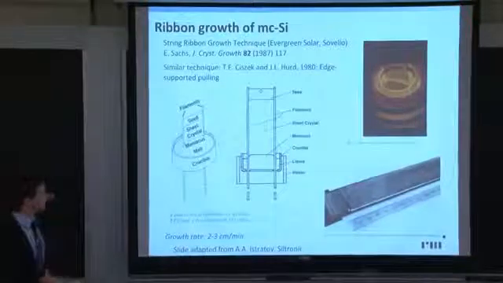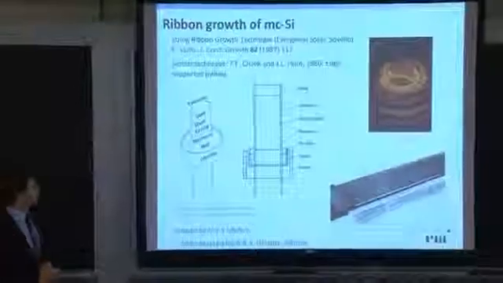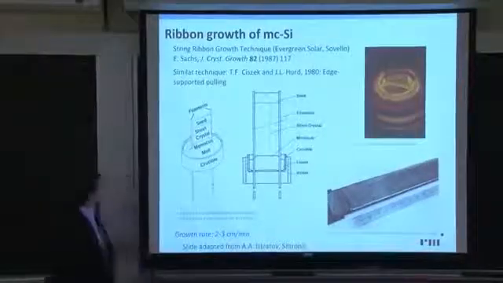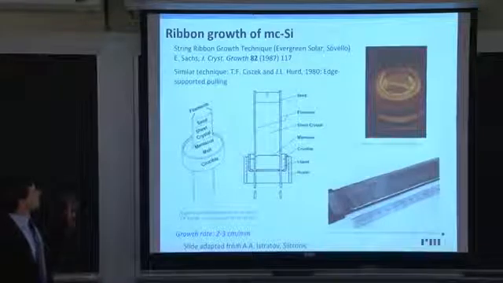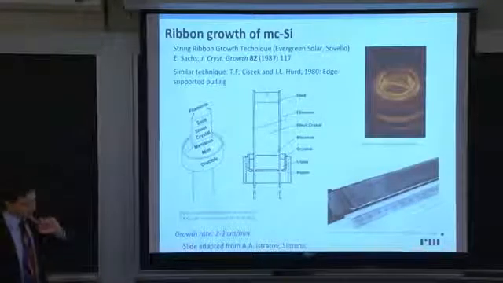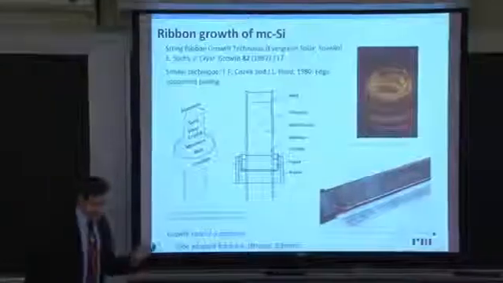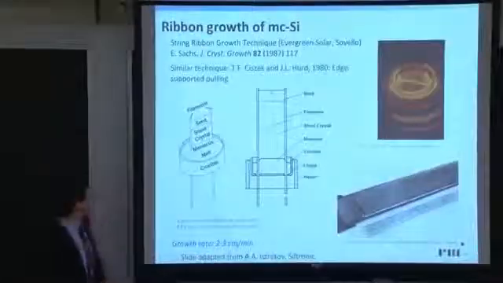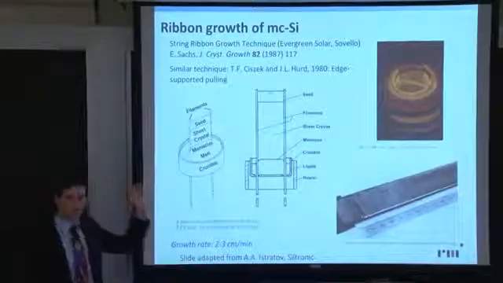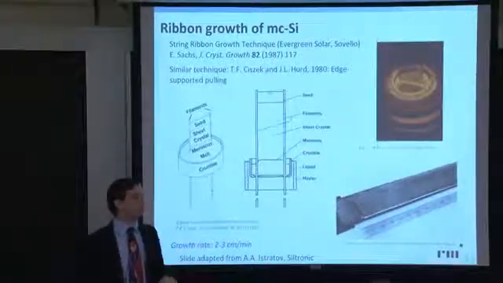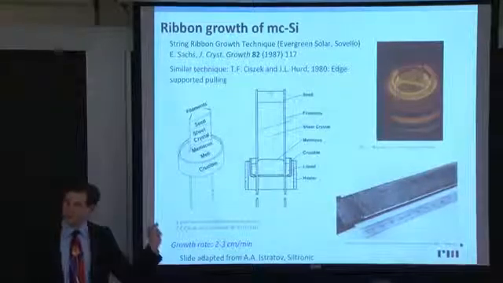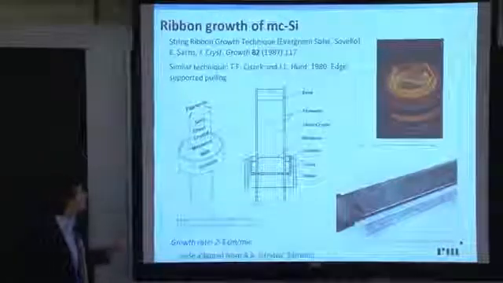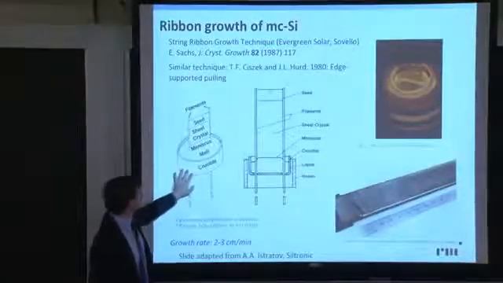So let's take a little walk through history and go back to some of the earliest methods of ribbon growth. One of the earliest forms of ribbon growth was so-called edge-supported ribbon, also known as string ribbon. And there were developments of this general technology in different places. Ellie Sachs, former professor here at MIT, now founder and CTO of 1366 Technologies, just up the road in Lexington, developed the string ribbon material here at MIT in the early 1980s, late 1970s.